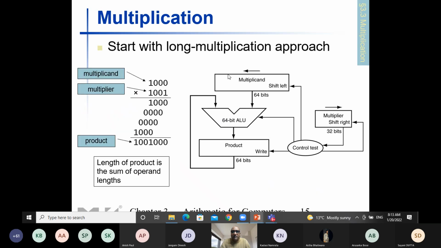For that reason, in the initial, very basic circuitry, the multiplicand is required to be placed in a 64-bit register, because the multiplicand will be shifted 32 times in the process of generating the final product. But the multiplier will be placed in a 32-bit register. Since the multiplicand is in 64 bits, for performing the addition between the product and the multiplicand, we need a 64-bit ALU.